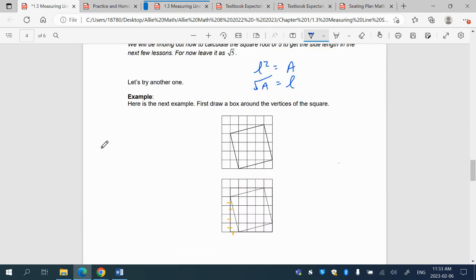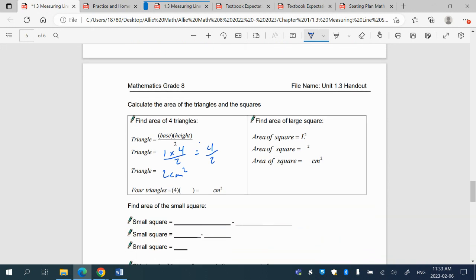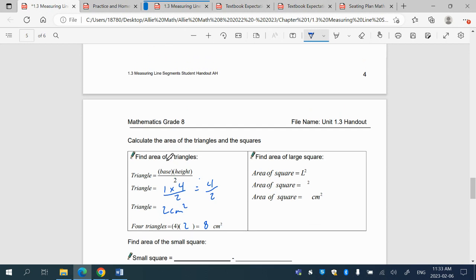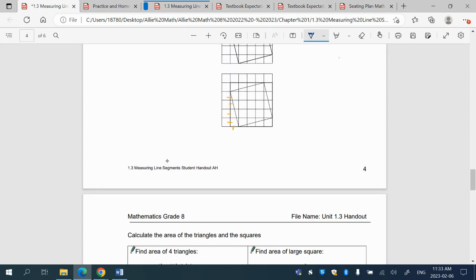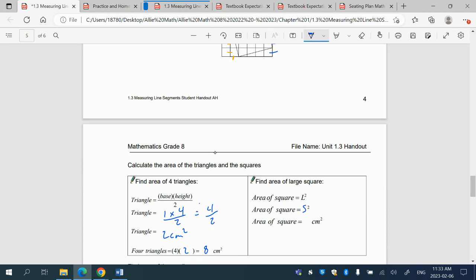Or I think it's units squared. I don't think we're talking about centimeters. Oh, they're using centimeters, so let's do it. So 4 triangles is 4 times 2, so we would get 8 centimeters squared. Now we need to find the area of the large square, which is going to be length squared. So let's have a little look. Our big square right here, let's count it. 1, 2, 3, 4, 5. Okay, so our length is 5. So the area of the big square is going to be 5 squared. Remember, 5 times 5 is going to give us 25 centimeters squared.